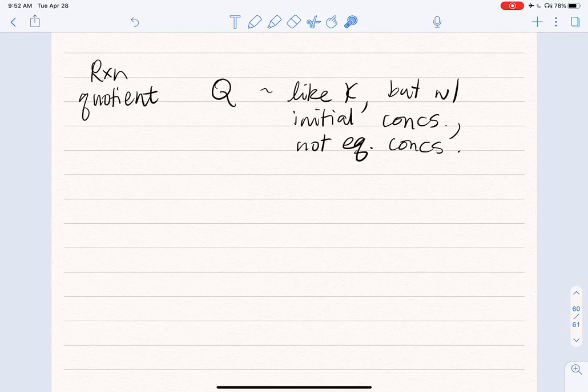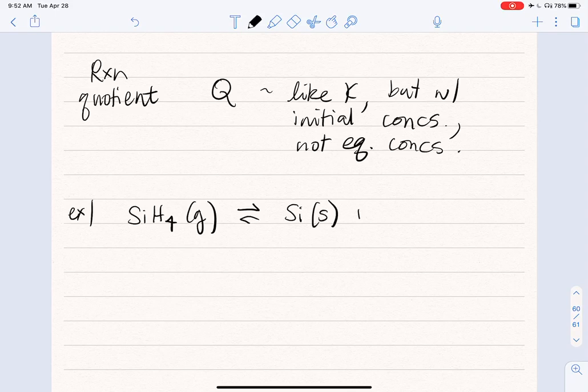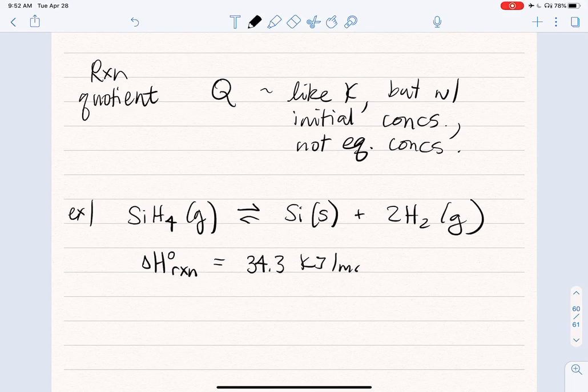Let's do an example reaction. Let's take silicon hydride, which is in equilibrium with solid silicon and hydrogen gas. Now, you could calculate the delta H naught for this reaction. I'm just going to give it to you. 34.3 kilojoules per mole. It's positive, so it's an endothermic reaction. The delta S naught of this reaction is negative 75.6 joules per mole Kelvin.